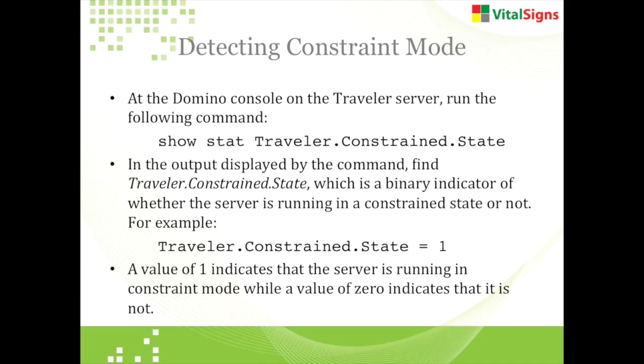So how do you know if your Traveler server is in constraint mode or not? The only way that you can tell is to look in the Traveler stats. At the Domino console, you can type in the command show stat traveler.constraint.state. This will give you back a binary, either a 1 or a 0. 1 indicates that it is in constraint mode, and 0 indicates that it is not.